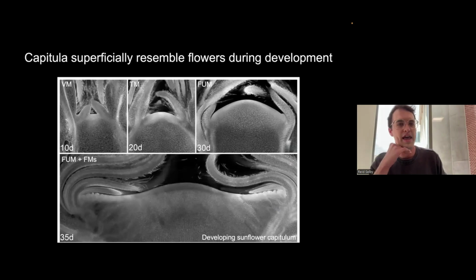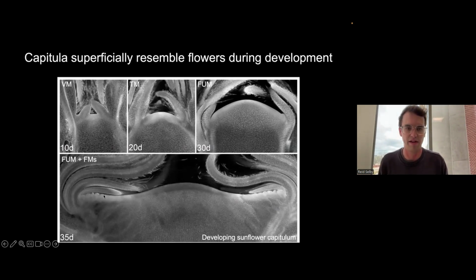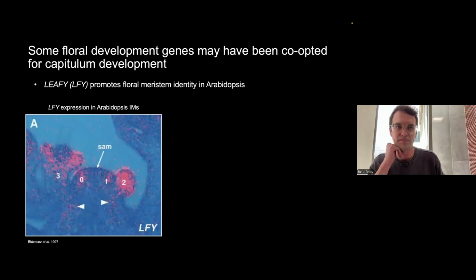Here's another look at some capitula meristems as they're developing. And you can see at this stage here what might be called a floral unit meristem. You have a broad, naked meristem without any clear floral meristems forming, and then rapidly, all at once, you start to see floral meristems budding off in the side there.